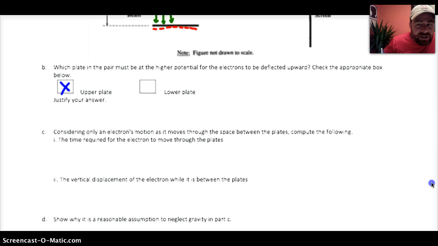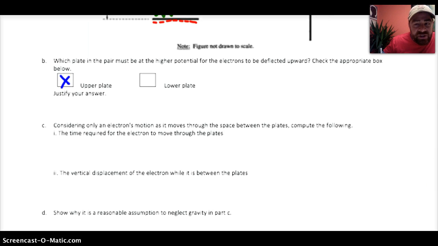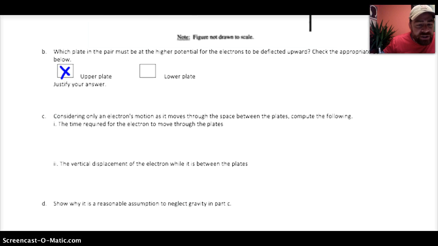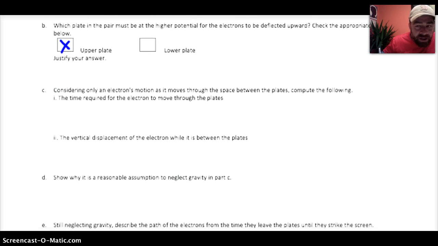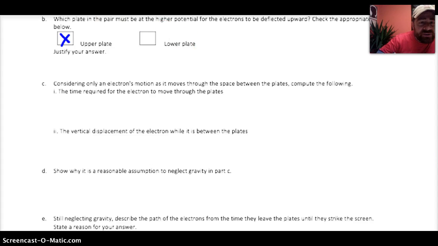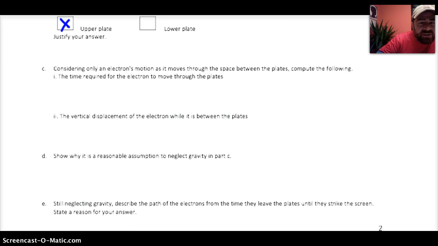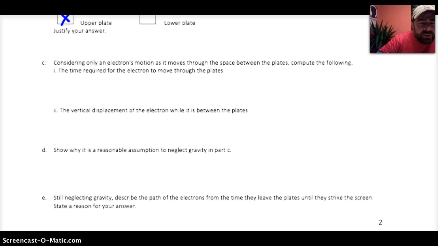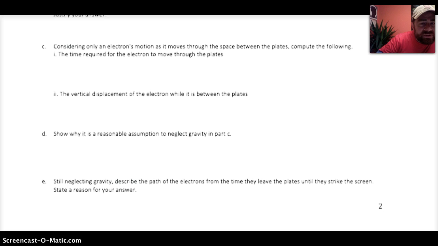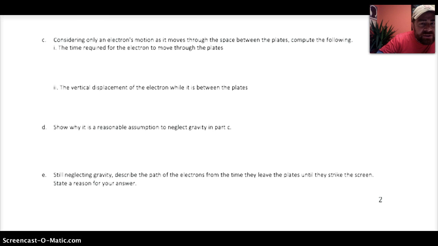It's 0.04 meters. That's given to us on that sketch. So we have that information, and we can just solve for that using the concept of constant velocity. Let me go ahead and write that out.